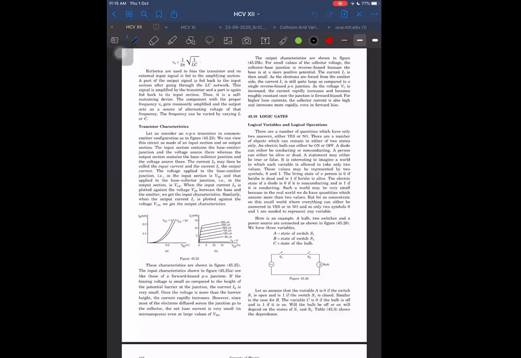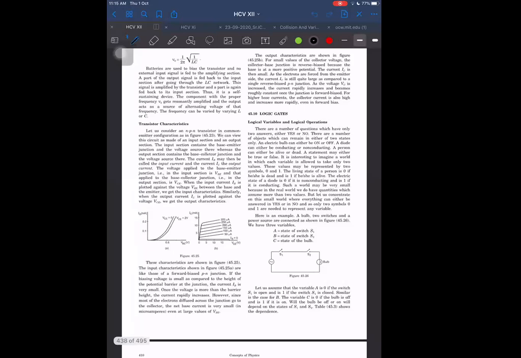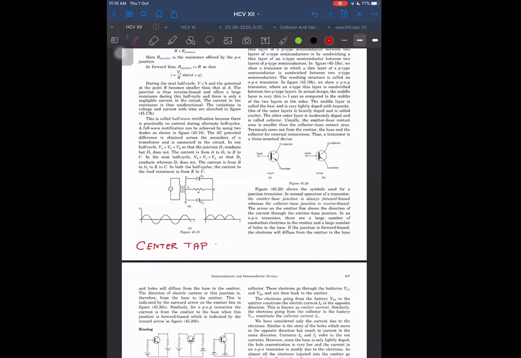See here, this diagram. I have drawn one diagram of a full wave rectifier. It is also a full wave rectifier only. We call it a center tap full wave rectifier. What do you mean by center tap? At the center there is a connection made to the resistor. Center of what? It is like a transformer here.